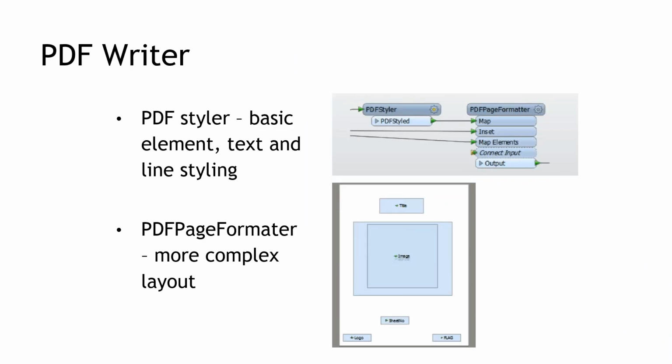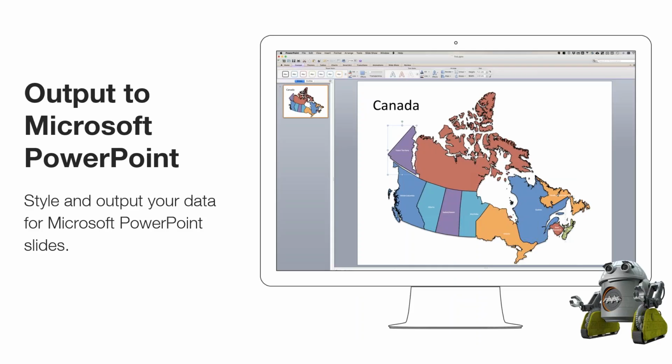Also with FME, for a while we've had the PDF writer, so it allows us to style PDFs in a basic structure. You can set up the PDF styler, then the page formatter, where you can set where the header is going to be, where the text is going to be, where any imagery is going to be, and spit the information out. So again, we've been using that for a while. It's a very nice output.